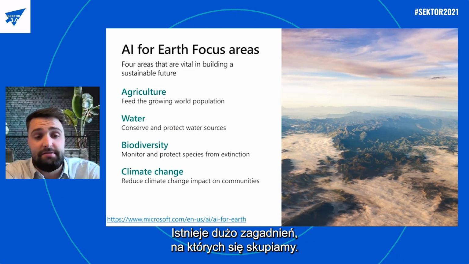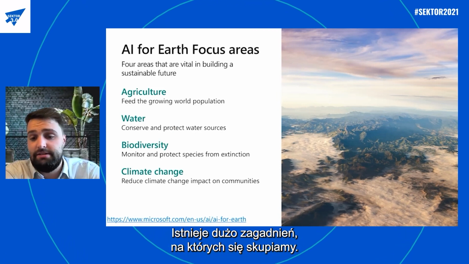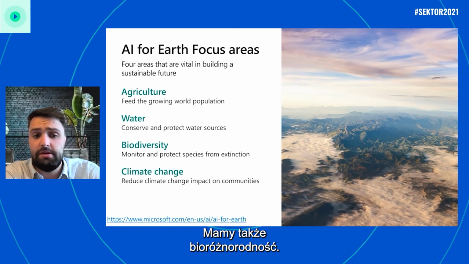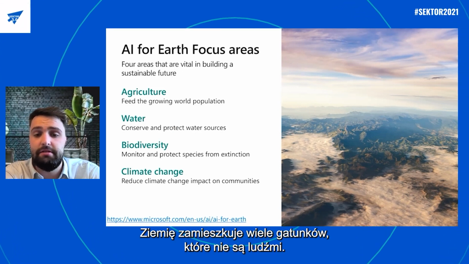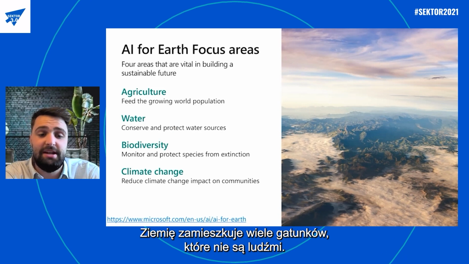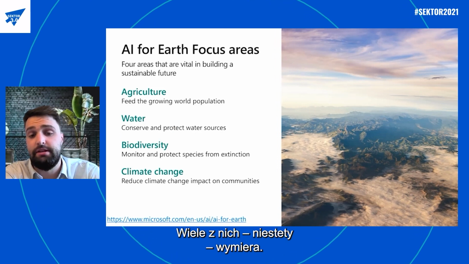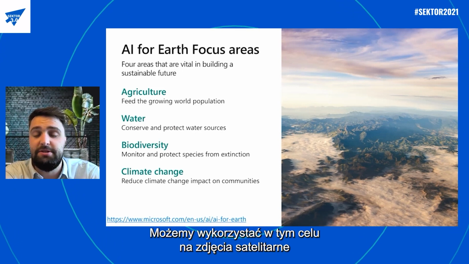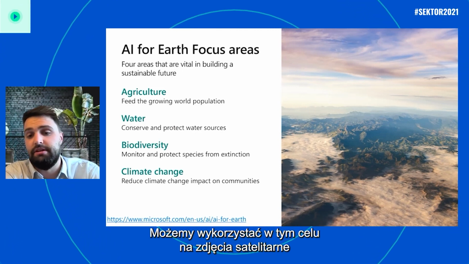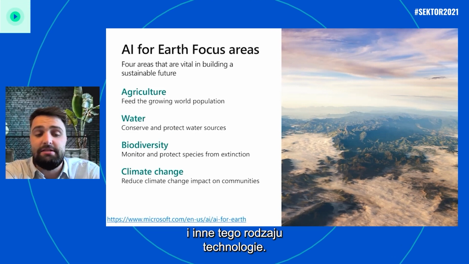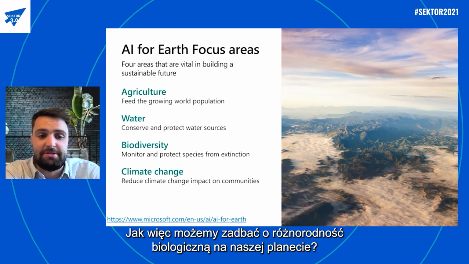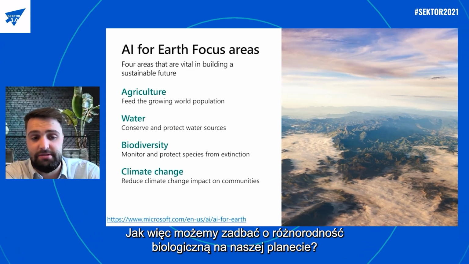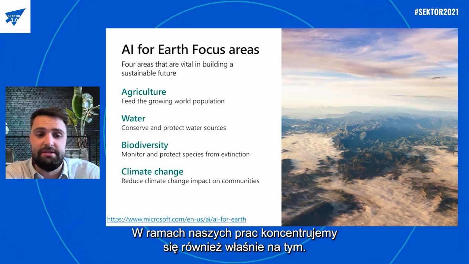So there's lots of thinking and lots of grants, and also biodiversity. We have lots of species on this earth that are not human, and we have a lot of extinction, unfortunately. So how can we monitor and protect species? One way is, for example, using satellite imagery and all these kinds of things. So how can we make sure that we maintain a biodiverse planet? Also one of the 4 focus points within this one.